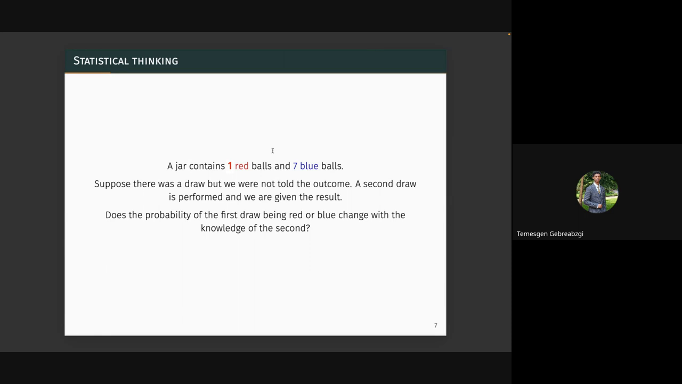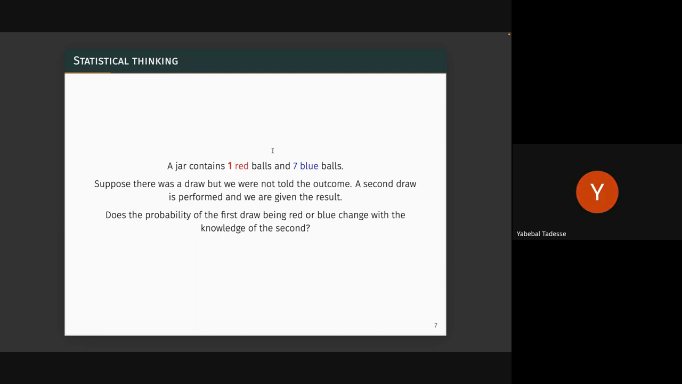I think it does. I think it's changed because if the first draw was red, that means the second draw will be blue. And the probability of the first draw being red was 1/8, and the probability of being blue was 7/8. Now we know... Okay, maybe we lost Thomas. We're not hearing you, Thomas, if you are hearing us. Okay, maybe we can go to the next person.